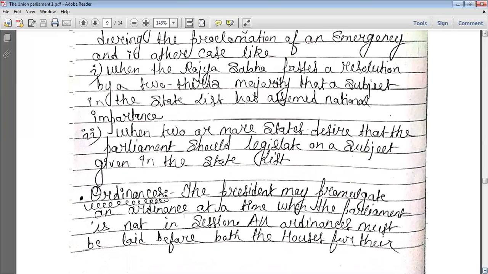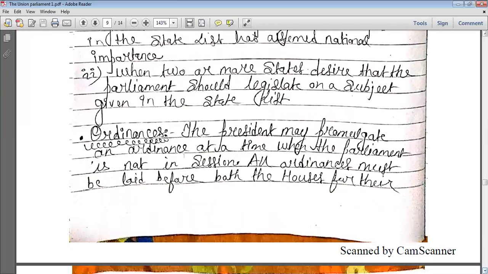Okay. Next, see, when two or more states desire that the parliament should legislate on a subject given in the state list. Whenever two or more states think that the parliament should legislate on subjects which are in the state list, then that can be formulated, that is also included in the legislative function of the parliament.